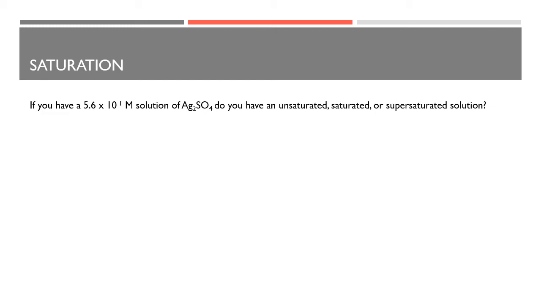Let's finish up this video by talking a little bit about saturation. So if we have a 5.6 times 10 to the negative 1 molar solution of Ag2SO4, do we have an unsaturated, a saturated, or a supersaturated solution? Now, in order to answer this question, we need to know the molar solubility of the silver sulfate, which we found in the previous example was 1.4 times 10 to the negative second moles per liter. That's how much can dissolve. That's the total amount, the maximum amount that can dissolve to create a saturated solution.